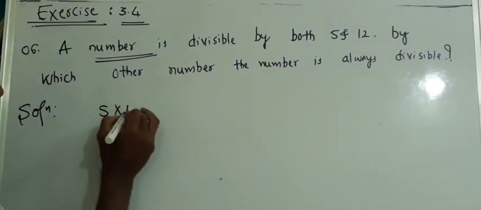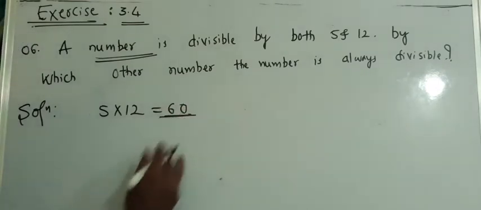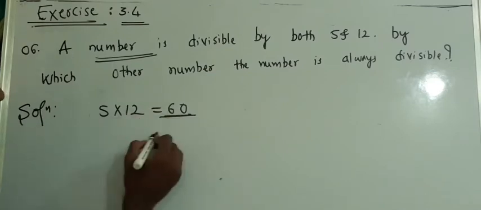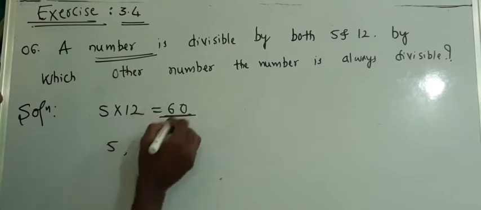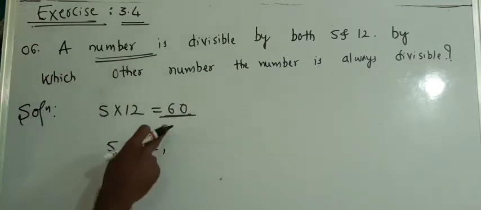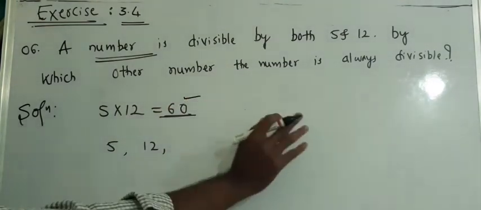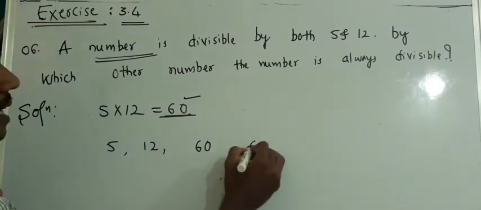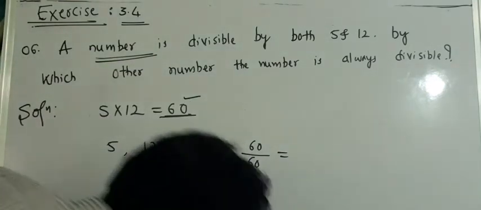5 into 12, 60. Okay, 60 is a number. 60 is a number which is divisible by 5, and 60 is a number divisible by 12. And we need to find some other number which is also divisible by the other number. The other number is 60. Yes or no? Is 60 divisible by 60? Yes. Okay.